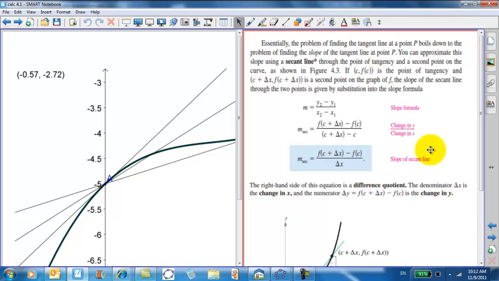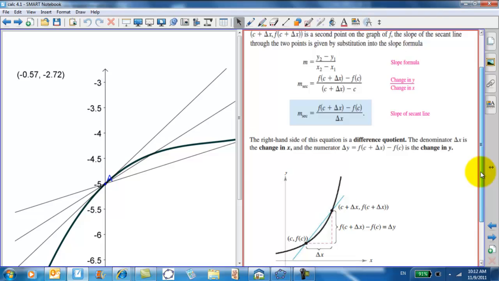Now, here's the difference between the secant line, which is just your old traditional slope formula, y2 minus y1 over x2 minus x1, and then we turn it into the change in y over the change in x. So that's where this f of c plus delta x minus f of c over delta x comes from. Or you could put an x in there too. You could say f of x plus delta x minus f of x over delta x.